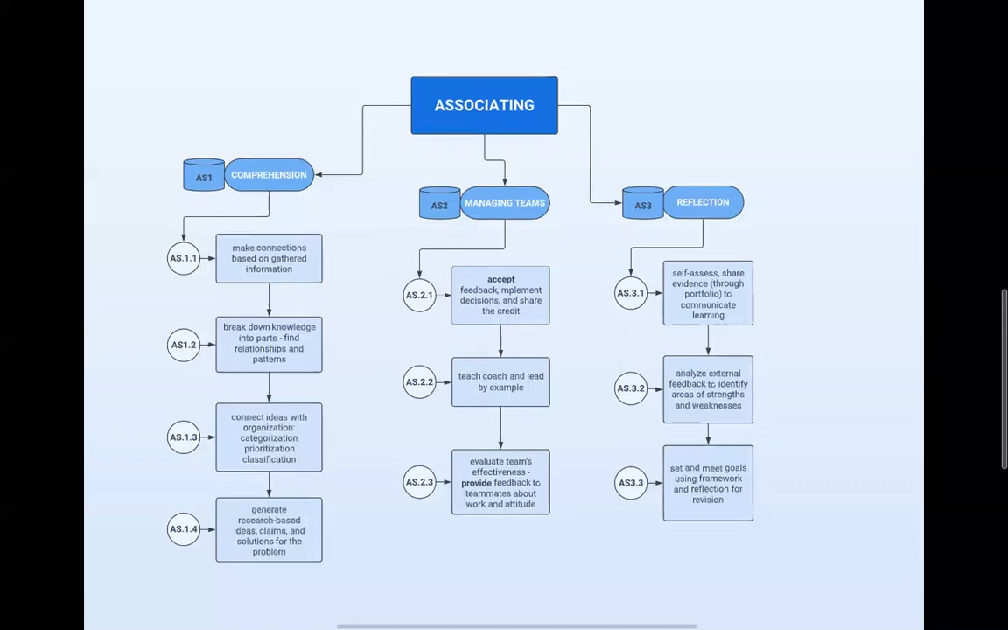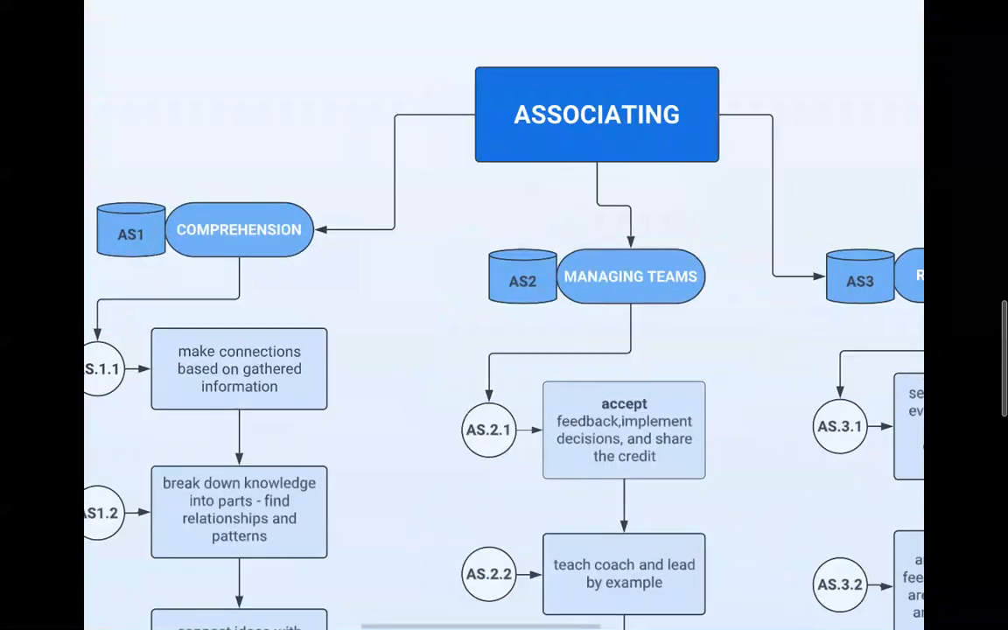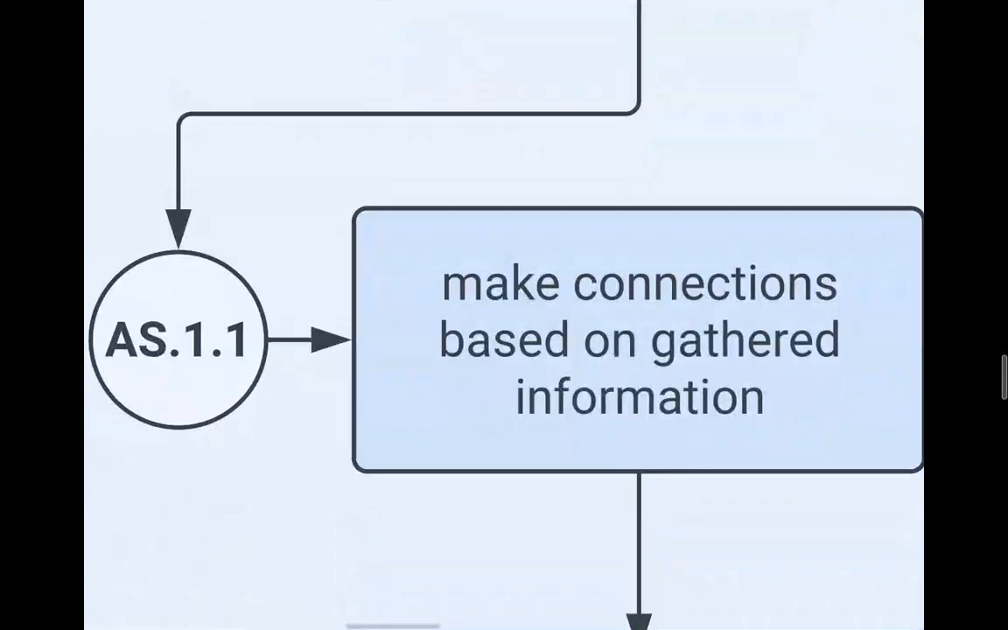There are 6 domains in the ID competency library. Let's take a closer look at associating. Associating has 3 focal points: comprehension, managing teams, and reflection. There are 10 competencies, so associating is the biggest one. I'm going to try to get through them really quickly. Let's look at comprehension first.